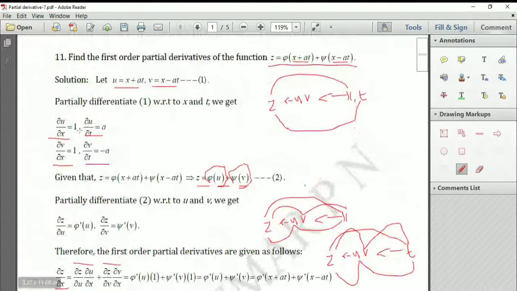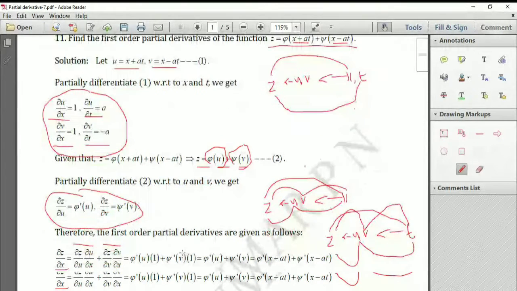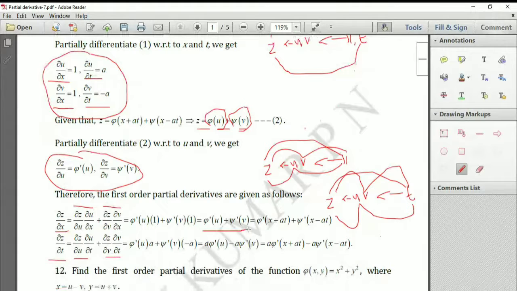Now from the above, we are having derivatives dou u by dou x, dou u by dou t, dou v by dou x, dou v by dou t, dou z by dou u, dou z by dou v. Substitute all of them, you'll get this much. But remember, you have to find the answer in terms of independent variables x and t. So substitute back what is your u and v. Your u is x plus at, v is x minus at, and simplify, you'll get this much.